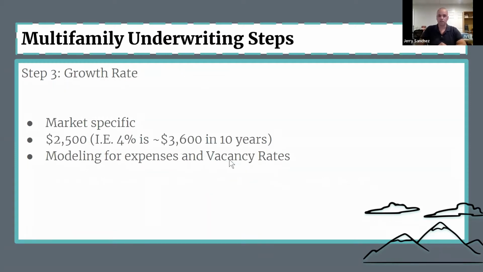All of this goes into a model, which is something now Charles is going to be working on and showing us. In the model, of course, are growth rates which are market specific. Not every market will grow at the same rate. And this is in terms of rents and expenses. For example, if you're modeling something out 10 years and you use like a 4% growth rate, a $2,500 rent will be $3,600 in 10 years. So you're modeling both for expenses and vacancy rates as well.